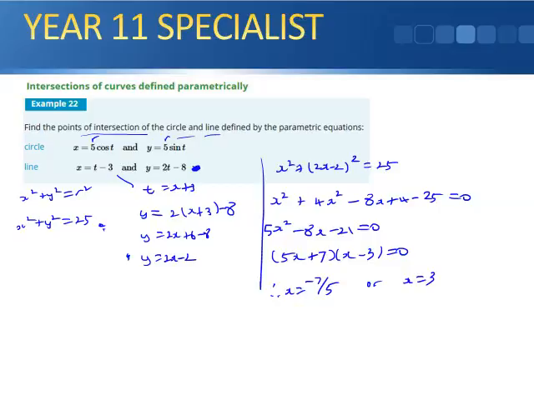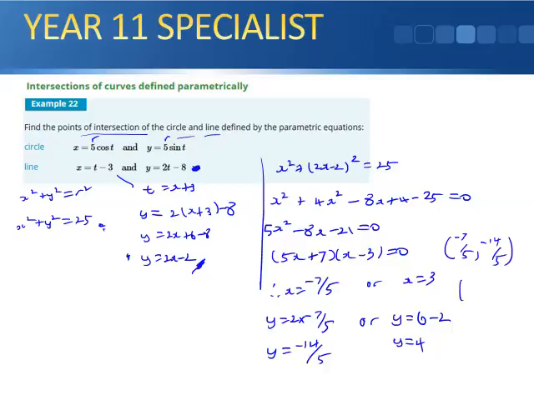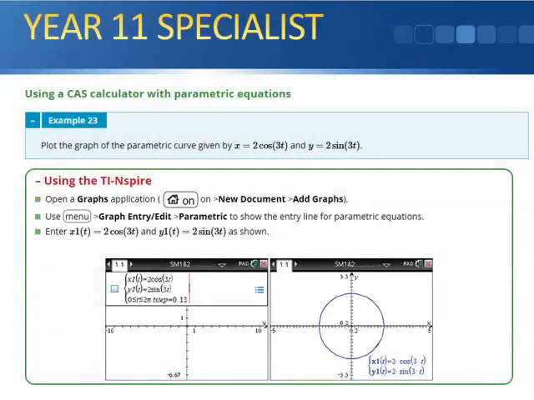I've got to find the y part. Okay, so I'm going to substitute it into here to find the y part, and I get y equals 2 times negative 7 on 5, so it gives me y equals negative 14 on 5, or y equals 2 times 3 is 6 minus 2, which means y equals 4. So the points are x is negative 7 on 5, y is negative 14 fifths, and 3 and 4. You can do it on the calculator by going to graphs, typing all these into there, and you'll get that graph there.